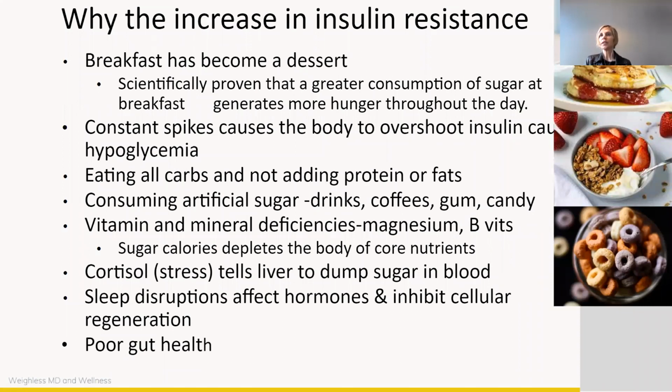Eating carbs and not eating anything else with it is a big problem. So having a bowl of pasta without any protein or any healthy fats, or having pasta and bread. I don't know if we still do that as much, but it's so important to always add all the macros in a meal, because that's going to really bring down the blood sugar spikes.